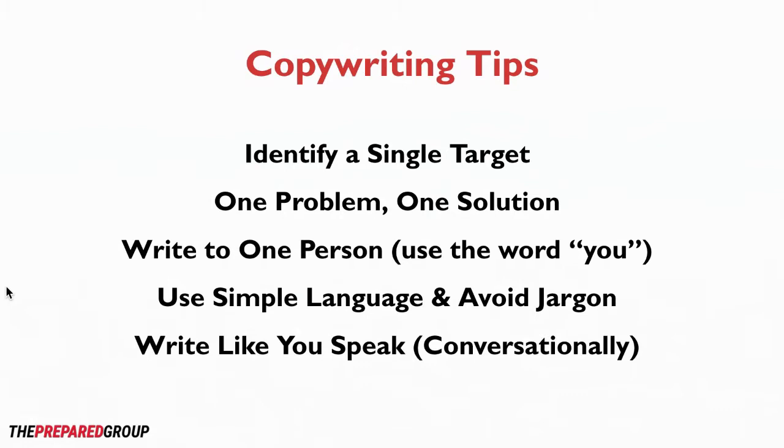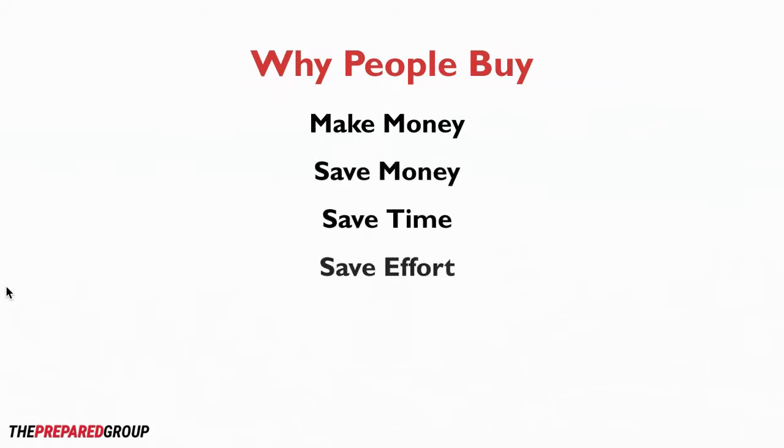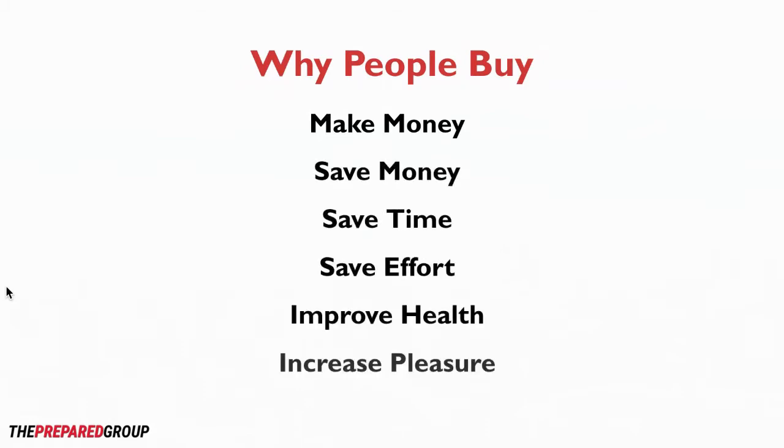All right, let's jump on to why people buy. People buy for all sorts of reasons. We have to remember, they buy to make money, to save time, to save effort, to improve their health, or to increase pleasure. When we are writing our copy, we want to keep this in mind. It is always about them. It is not about you.